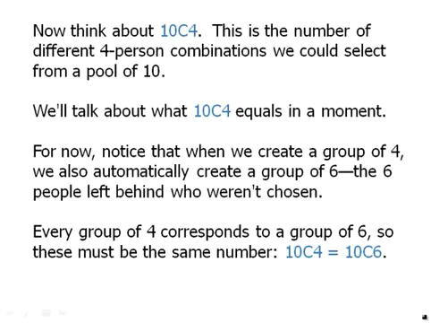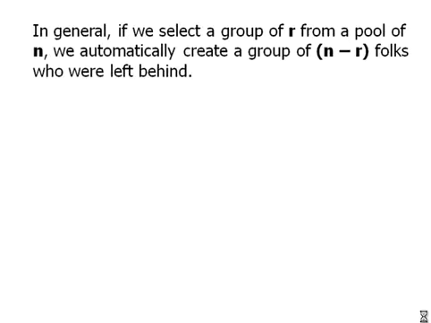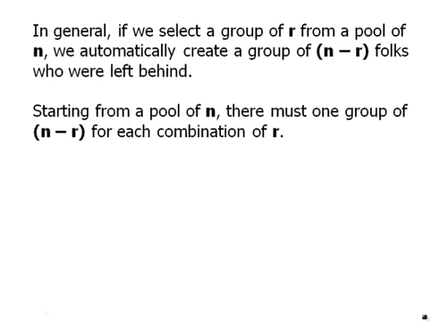And similarly, 10 choose 3 would have to equal 10 choose 7, 10 choose 2 would have to equal 10 choose 8, and so forth. In general, if we select a group of R from a pool of n, we automatically create another group of n minus R folks who are left behind. Starting from a pool of n, there must be one group of n minus R for each combination of R.